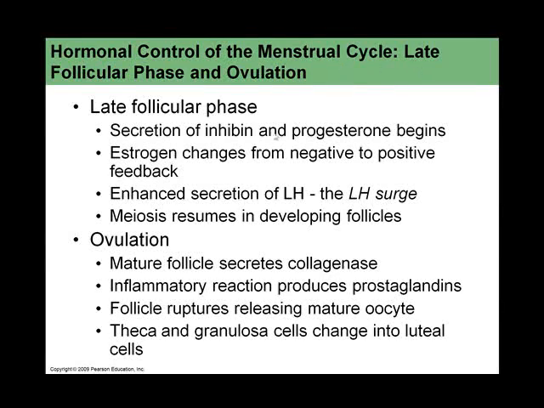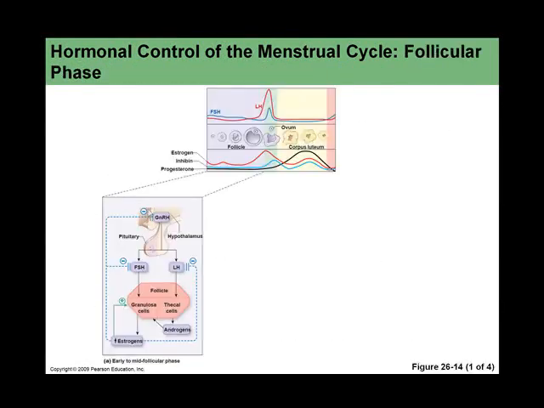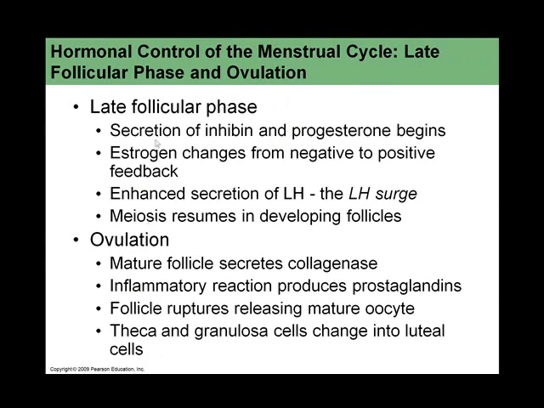So the hormonal control, so that early enhanced sensitivity to negative feedback is very important in that type of contraception, the oral contraceptive pill. The hormonal control of the menstrual cycle continuing: the late follicular phase and ovulation.